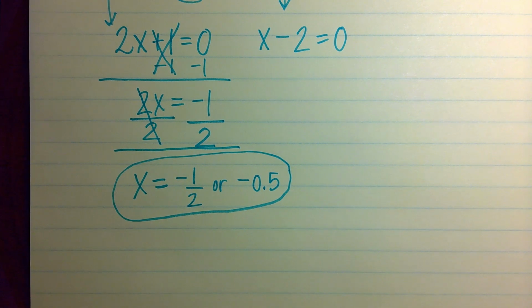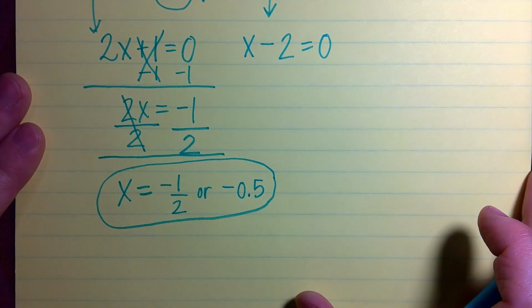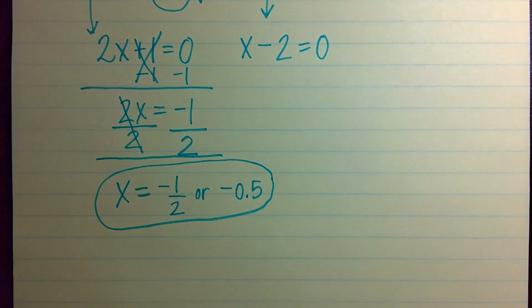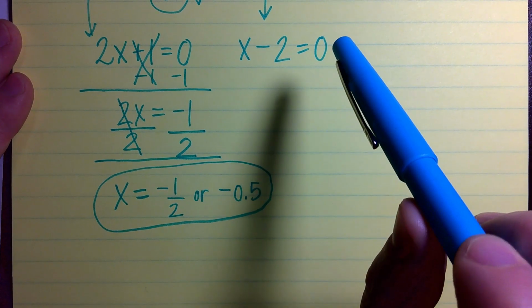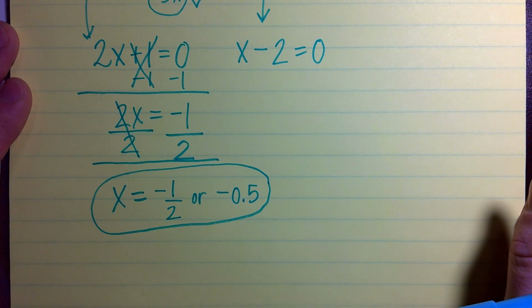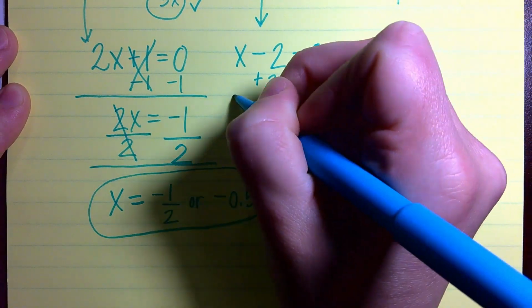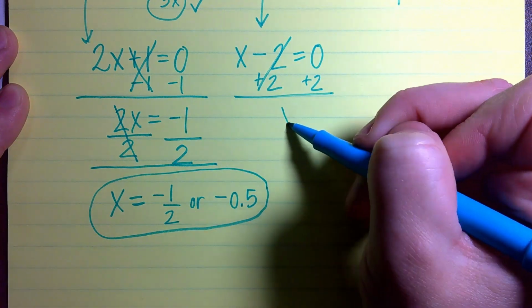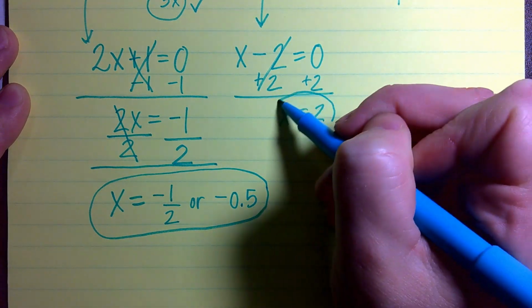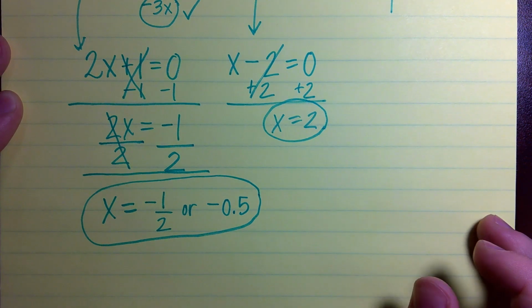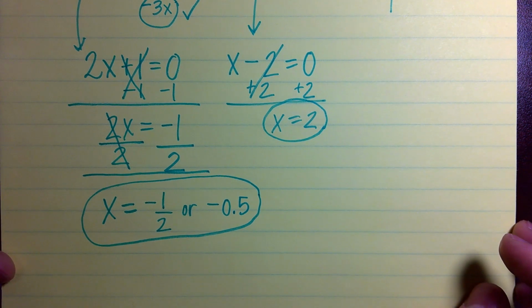Okay, so we have one of our answers. You keep it. How about our next one? Yeah, just add 2 to both sides. I get x equals 2. There you go.